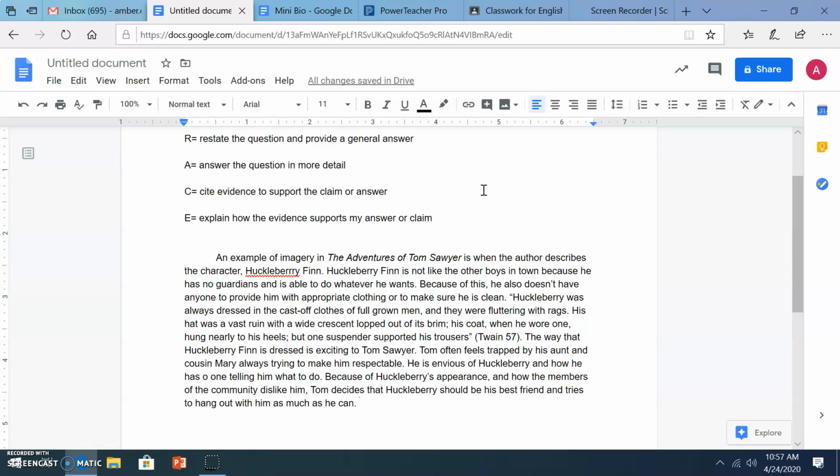The way that Huckleberry Finn is dressed is exciting to Tom Sawyer. Tom often feels trapped by his aunt and cousin Mary, always trying to make him respectable. He is envious of Huckleberry and how he has no one telling him what to do. Because of Huckleberry's appearance and how the members of the community dislike him, Tom decides that Huckleberry should be his best friend and tries to hang out with him as much as he can.